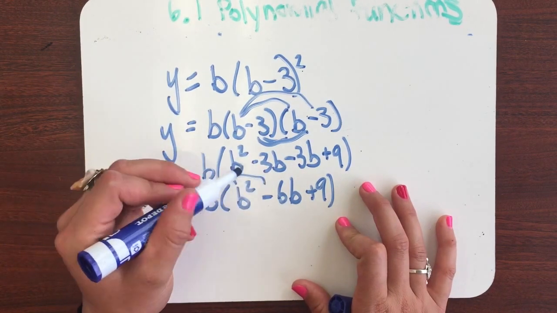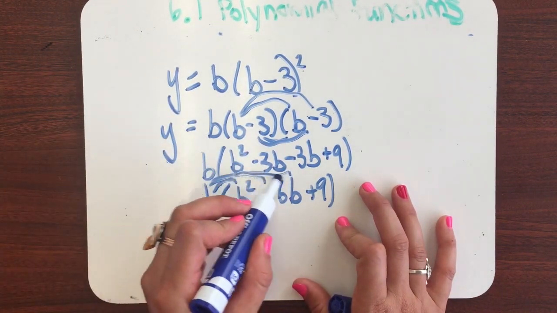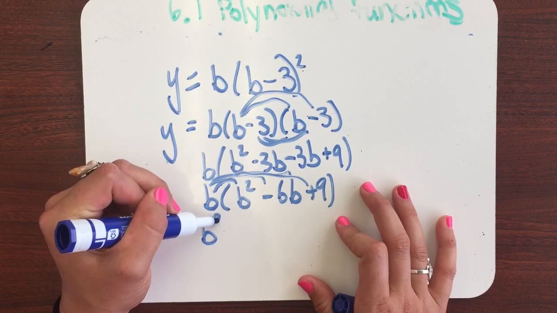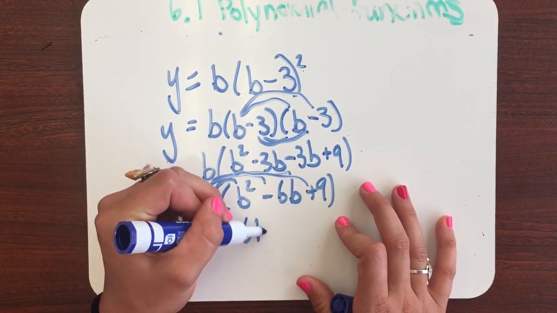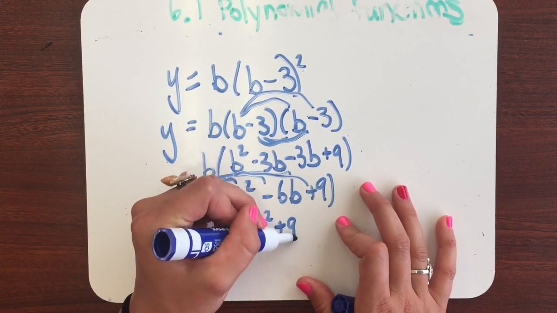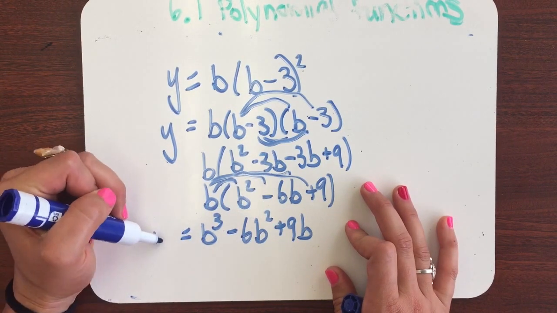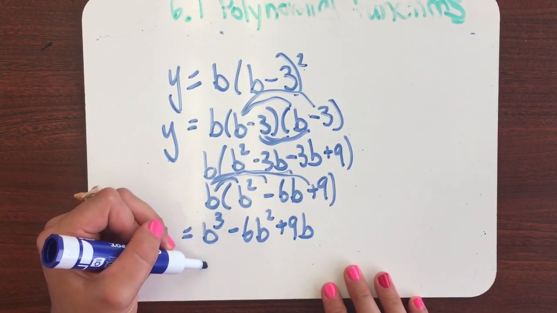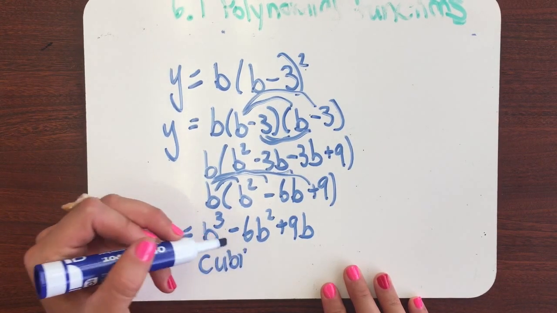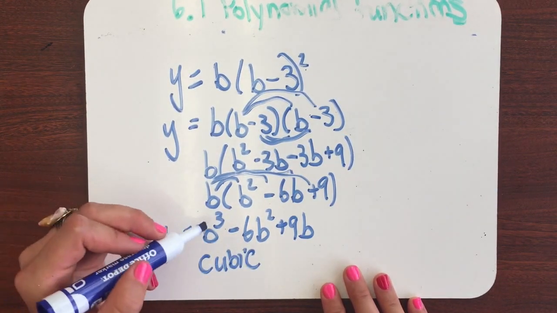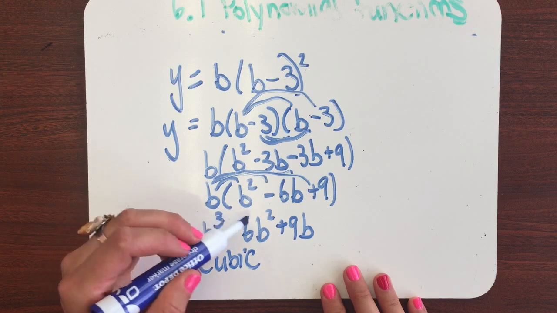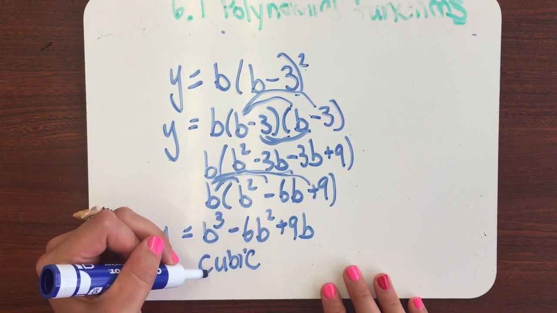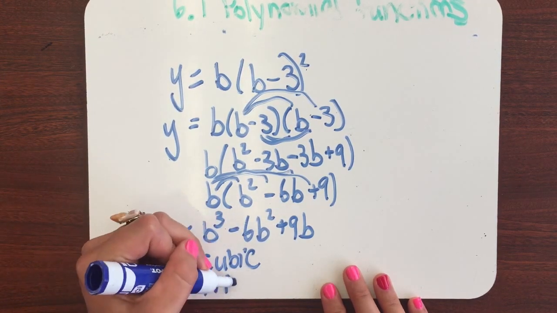And then we have to distribute in this b out here, and we get b to the third minus 6b squared plus 9b. So if we want to classify it by degree, this is a cubic. And classifying it by the number of terms is 1, 2, 3 terms. So it's a cubic trinomial.